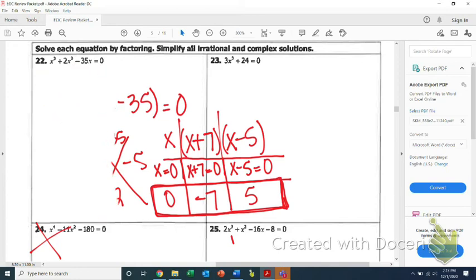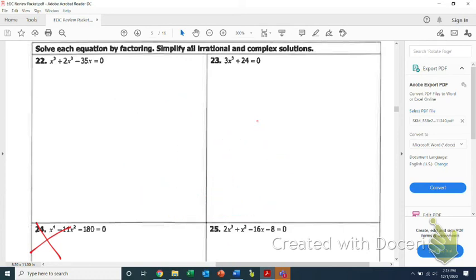So I'm going to erase this. On 23, we have a cubic function. They both have a number that 3 and 24 can go into. Okay? Let's try 3. I factor out a 3. I want a 3x cubed, but I only have a 3. So I should multiply by an x cubed plus 8 equals 0.